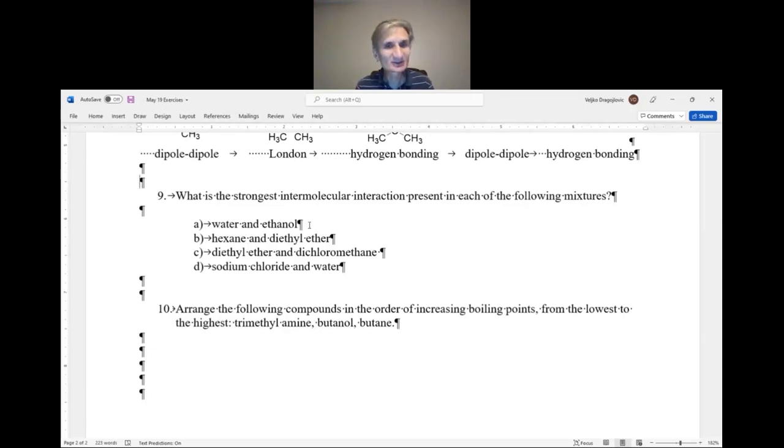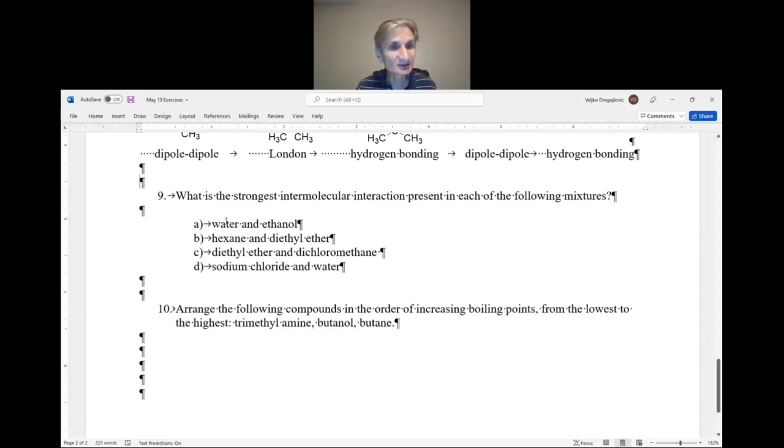So, what is the strongest intermolecular interaction present in the following mixture? This question could be asked in two ways. So this is the first one. And actually, maybe I will copy and paste for the second type. So let's look at the strongest. When you're looking at the strongest, that's actually a more difficult question. Then you look first. You have water and ethanol as a mixture.